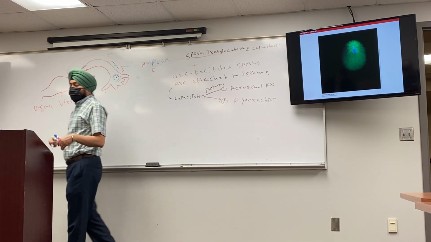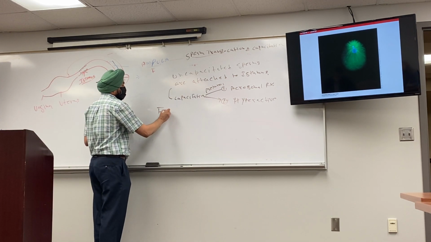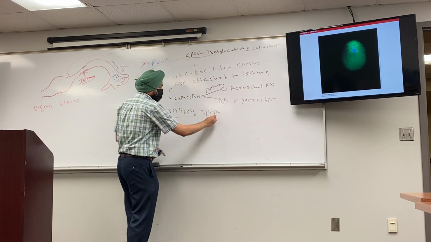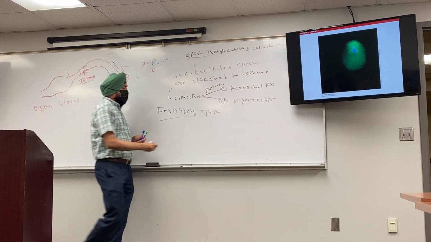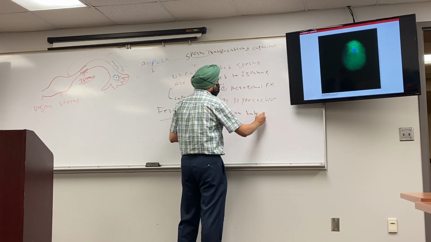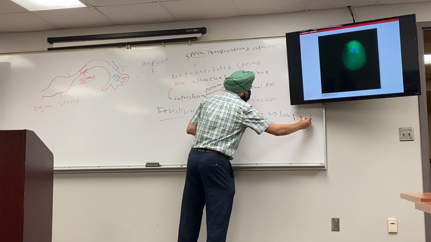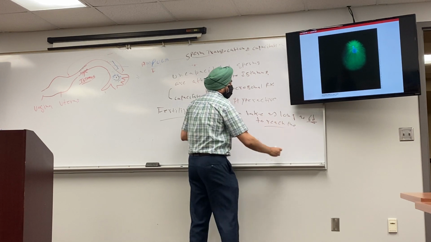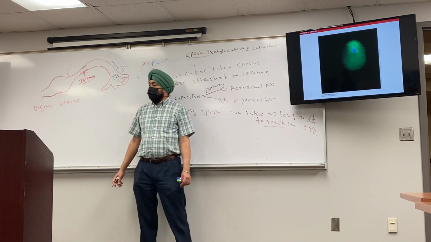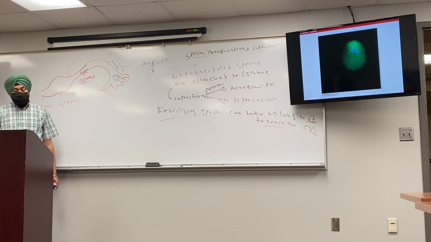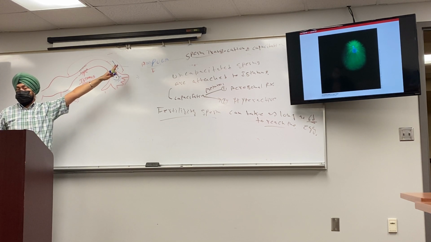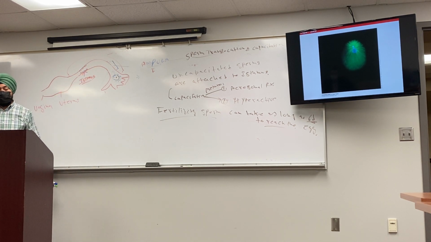Okay. So the fertilizing sperm, the sperm which have the capacitation, which is actually going to fertilize, can take as long as 6 days to reach the egg. So it means that the journey which that sperm is going to start from this part to the ampulla is going to take 6 days. So those 6 days are going to prepare it for fertilization.